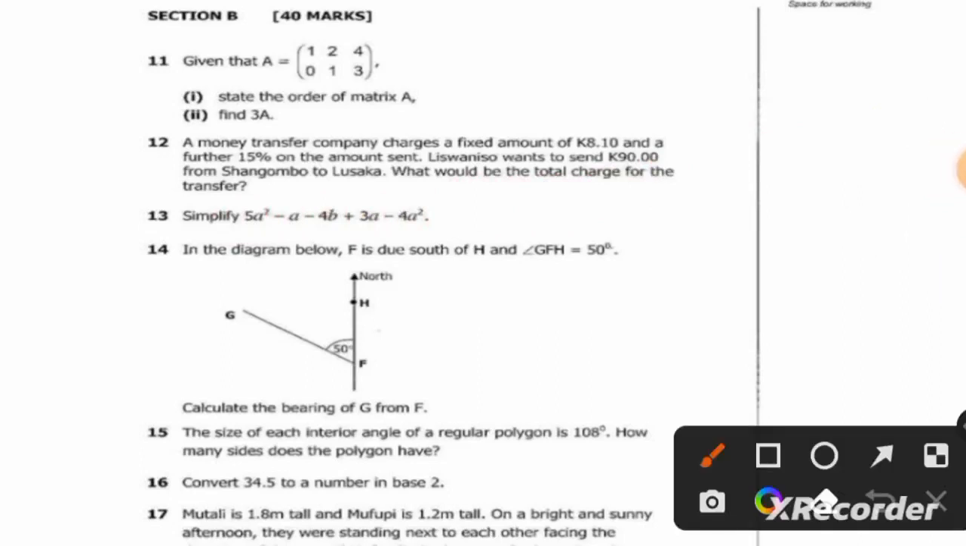Okay, so we are told that there is a fixed amount, which is the 8 kwacha ngwee, plus 15% of the amount. So let us find the 15% of 90 kwacha.